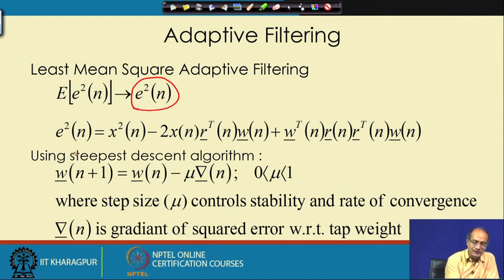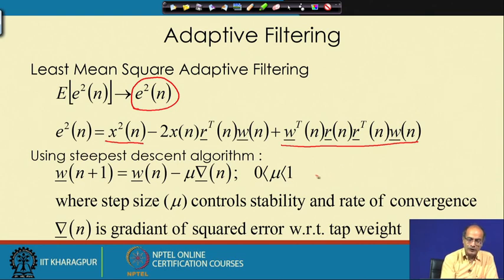So, we expand e squared n. We know that e n is x n minus the weighted reference signal. When we expand, we get three terms: one is x n squared, a cross term between x n and y n, which is generated out of the reference signal, and a squared term out of that reference signal.